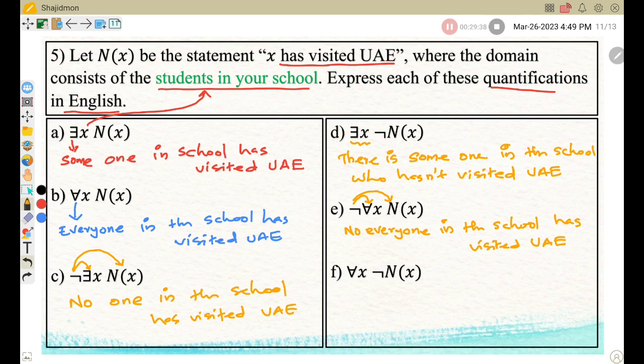Okay. Now question F: for all x, negation of N(x). For all x means everyone, correct? Everyone in the school. Negation of N(x) means has not visited UAE. Everyone in the school has not visited UAE. So that is the question here.